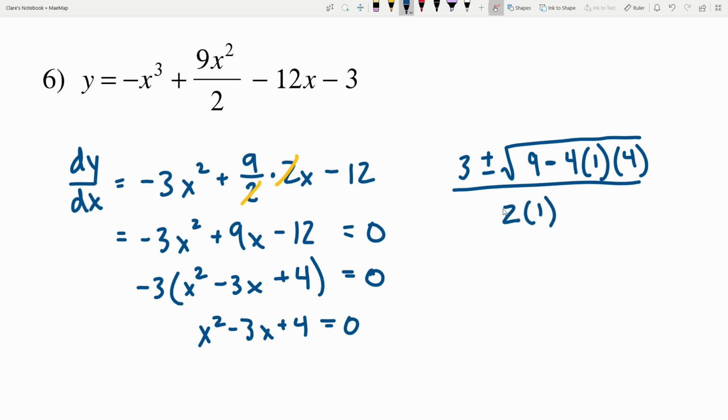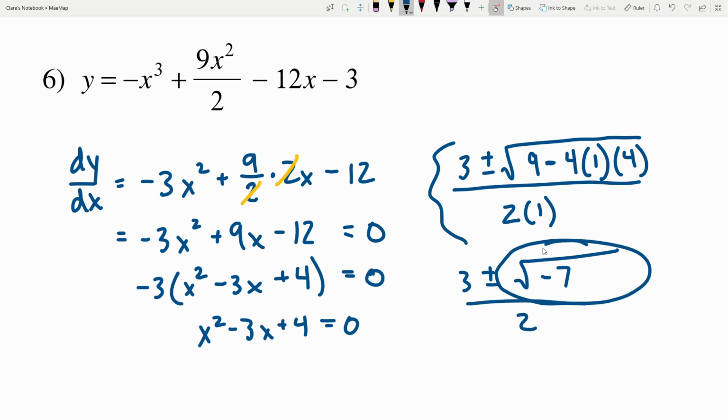Aha! This is why we couldn't factor it. Look, we have 3 plus or minus the square root of 9 minus 16, because 4 times 4 is 16. 9 minus 16 is going to give us a negative 7 underneath of that radical. Taking the square root of a negative number will give us imaginary numbers.